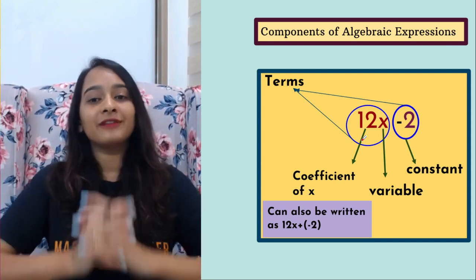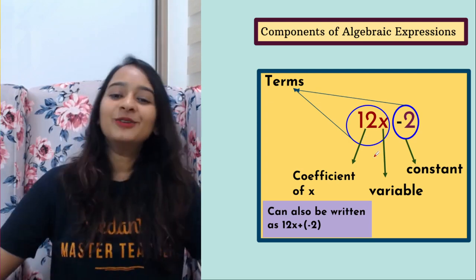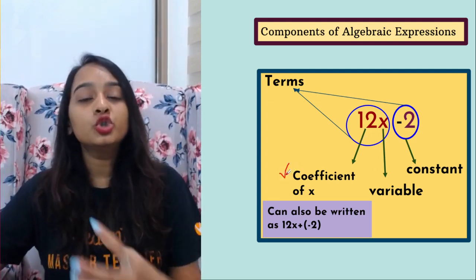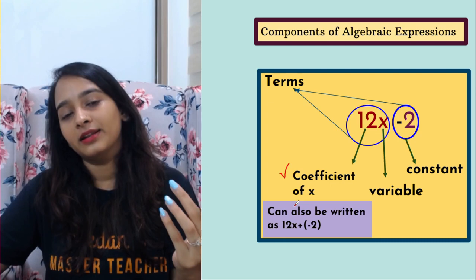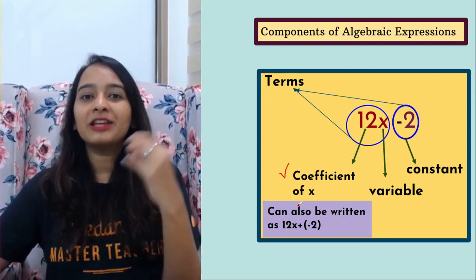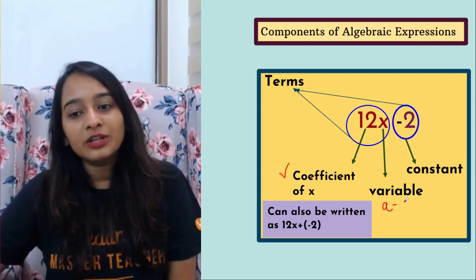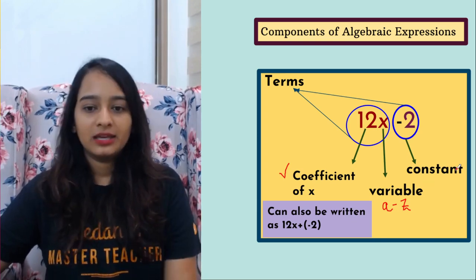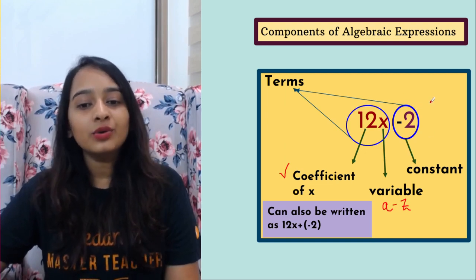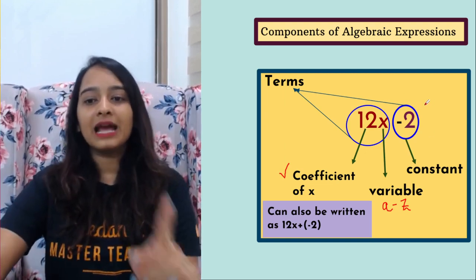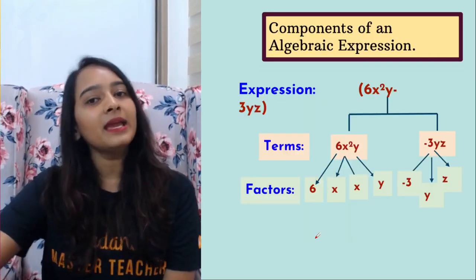Now, what are the components of an algebraic expression? As I told you, ingredients to make an algebraic expression. So you need a coefficient, which is usually a number, but we call it a coefficient because it is getting multiplied with a variable. So we will not call it a constant anymore. We'll give a new name called coefficient. Then we have a variable, any letter between A to Z, and then we have a constant. And these are called terms. Your 12x is one term, your minus 2 is another term, right? Can also be written as 12x plus of minus 2. Rules of integers, plus of minus will be minus.